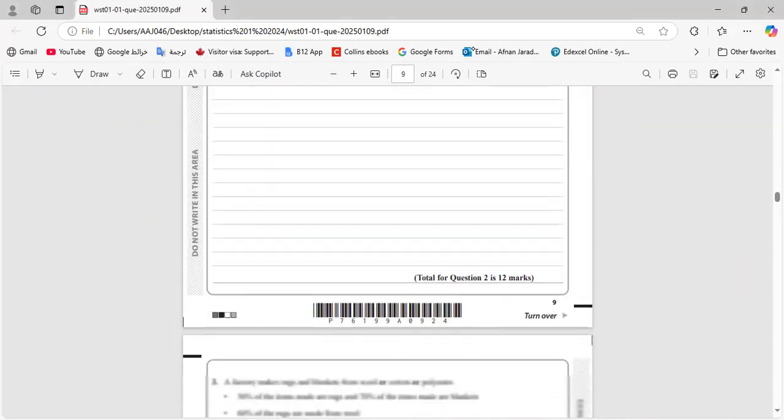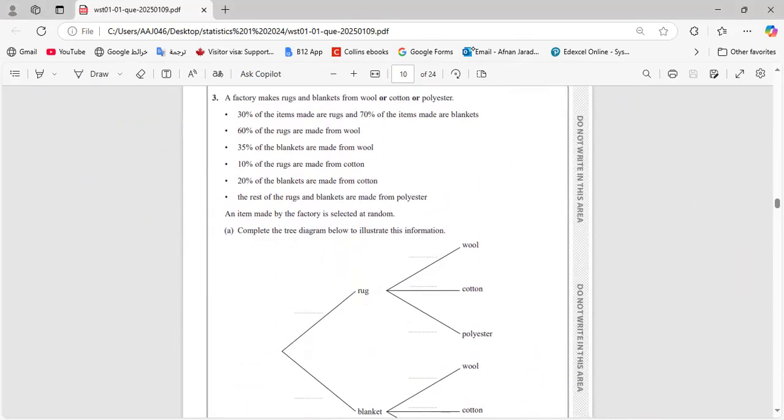Question number 3. A factory makes rugs and blankets from wool or cotton or polyester. 30% of the items made are rugs and 70% of the items made are blankets. So look here at the tree diagram. To complete the tree diagram, you have rug and blanket, then wool, cotton, and polyester for each one.